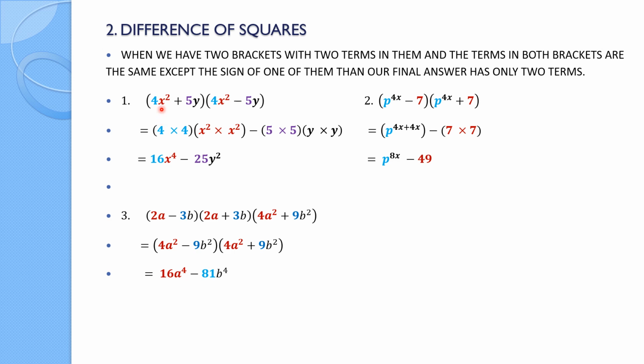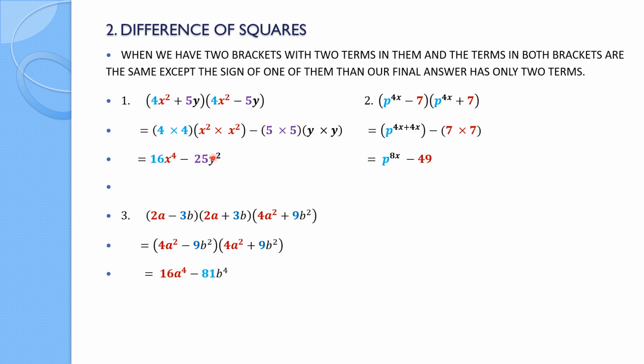So you can see there are 4x squared and 4x squared, 5y and 5y, but this one is positive and that one negative. So difference, meaning positive times negative, would give me a negative of 2 squares. You see I'm going to have 2 perfect squares. There again you see p to the power 4x, the same, minus 7 plus 7. There 2a, minus 3b plus 3b.